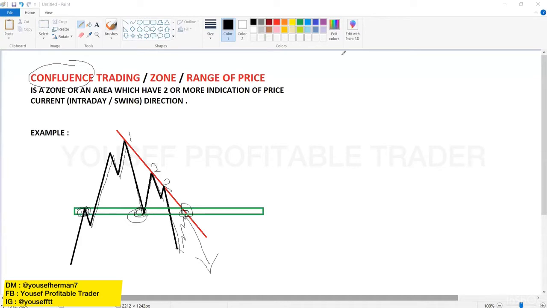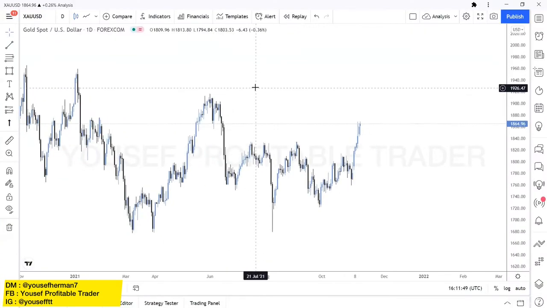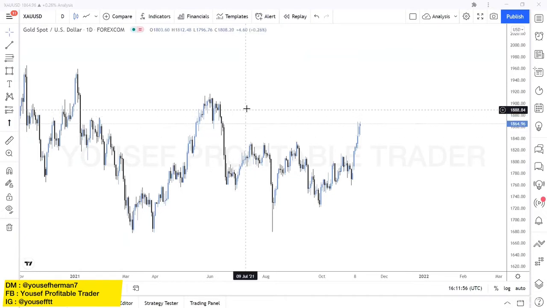Okay, good. Now I will show you guys on a real chart. Every time I teach you something, you guys can practice on a real chart, because at the end of the day, we're going to look at the real chart in order to trade. So let's look at the chart. I'll start off with the most popular pair, which is gold. So how do we find a confluence?